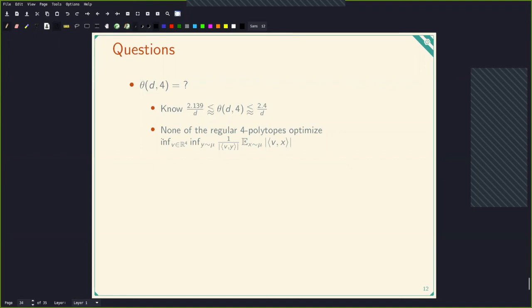But what's interesting is, so this again is the expression that we cared to optimize. We needed upper bounds on it over all measures mu. And none of the regular 4-polytopes actually optimize this. So I plugged those in and they're not even local optima for this problem. So it's unclear what the optimizer of this kind of dual structure even looks like for this 4-dimensional problem. It's unclear.